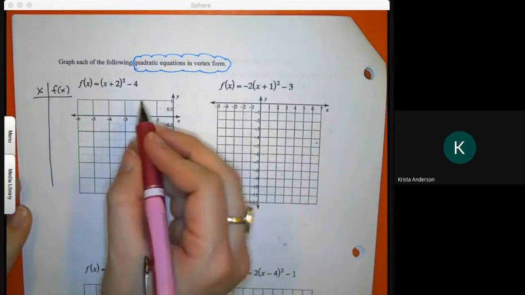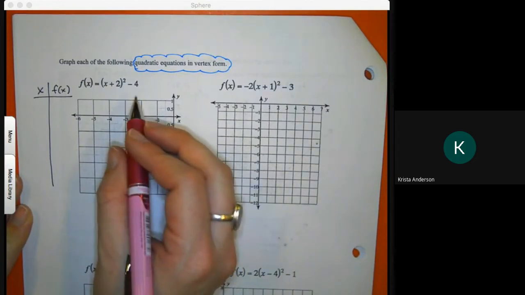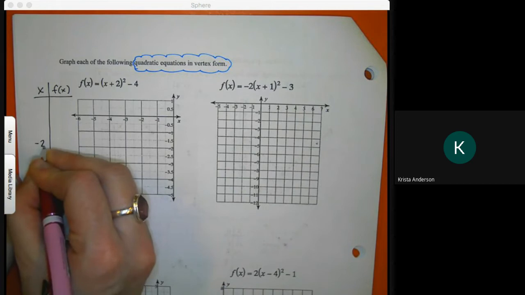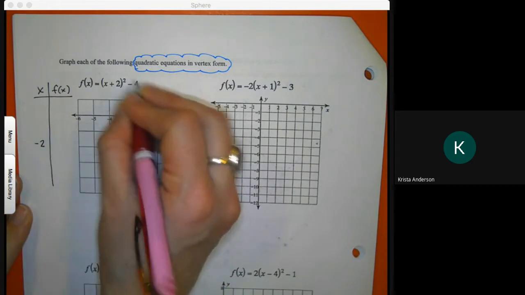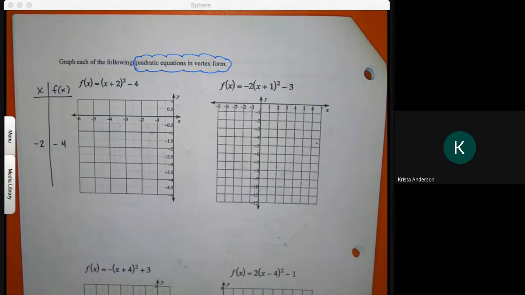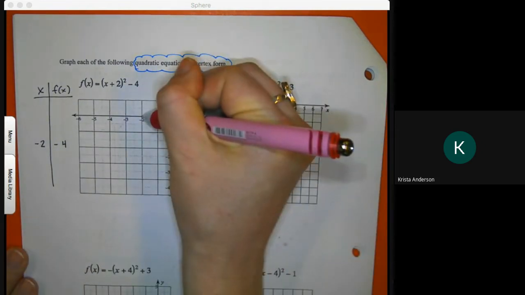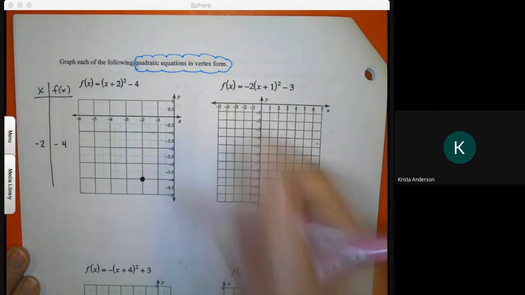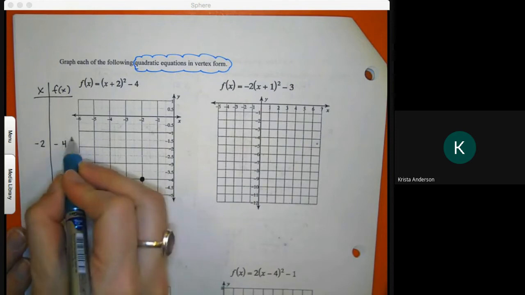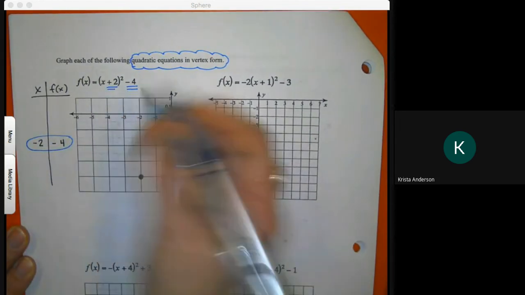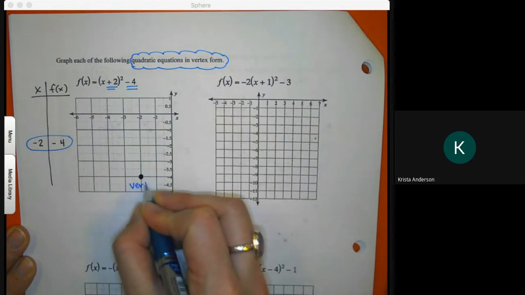For the middle, you'll have to put the opposite of +2, which is -2. The -4 stays the same. So -2, down 4. This is the vertex.